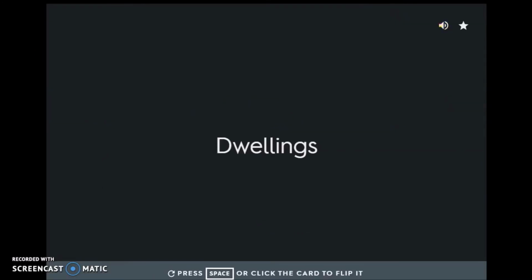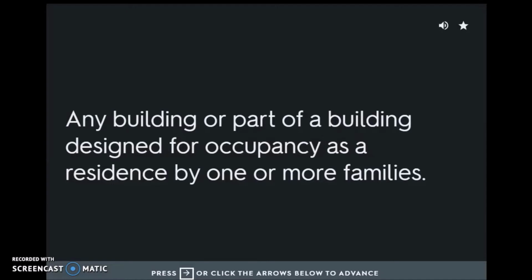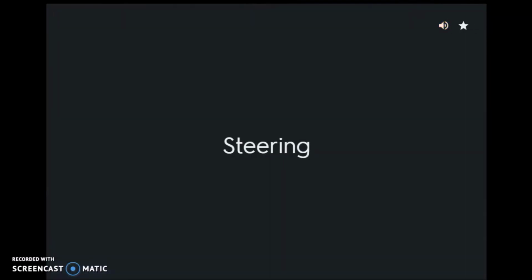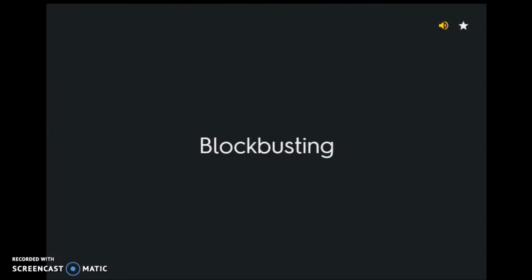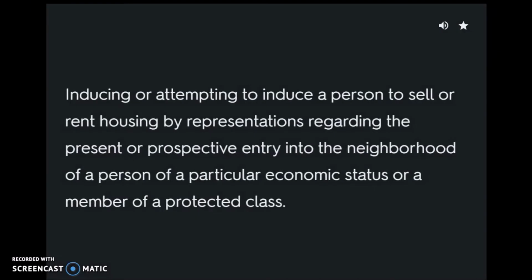Dwellings. Any building or part of a building designed for occupancy as a residence by one or more families. Steering. Falsely representing that housing is unavailable for inspection, rental, or sale. Blockbusting. Inducing or attempting to induce a person to sell or rent housing by representations regarding the present or prospective entry into the neighborhood of a person of a particular economic status or a member of a protected class.